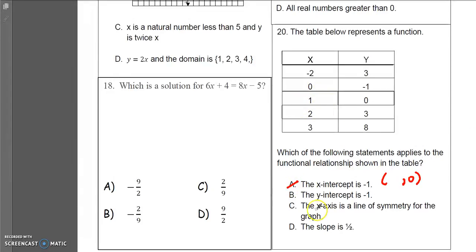Let's look at B. It talks about the y-intercept is at -1. So remember, my y-intercept would be 0, comma, whatever the y value is. So if I look down here, here's my 0. So that means right here would be my y-intercept. Is this -1? Yes, it is. So that would be my correct answer.